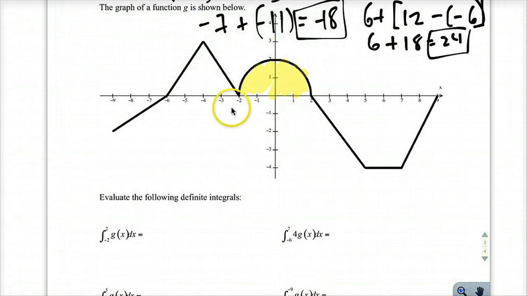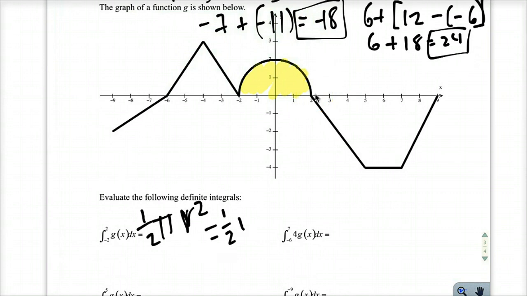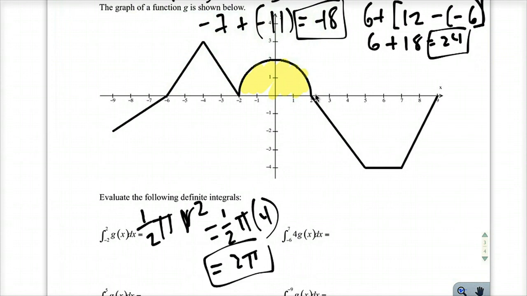So this is half a circle, and you should know the area of a circle is pi r squared. And it's half of a circle, so this area is going to be half pi r squared. Now the radius of this circle is 2. So all I'm going to do is plug in 2, which gives me 4, which gives me an answer of 2 pi. So the antiderivative between negative 2 and 2 of this function is 2 pi.